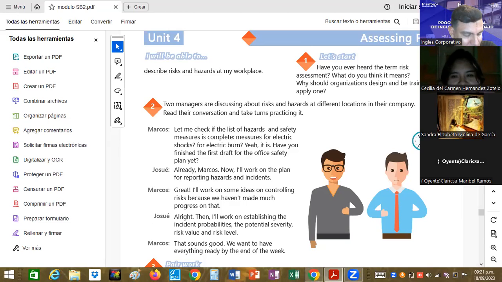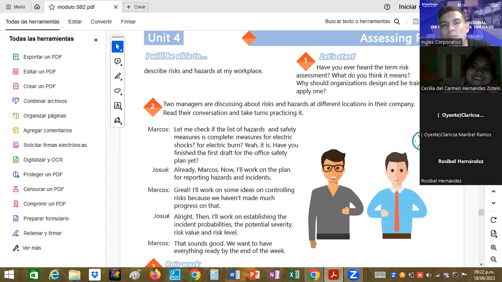¿Y Safari es así o es diferente? Safari. Está después de Hazards. What is the pronunciation? Safety. Safety. Safety. And safety measures. Safety measures. That's right. Okay. Vamos a ver cómo me va.